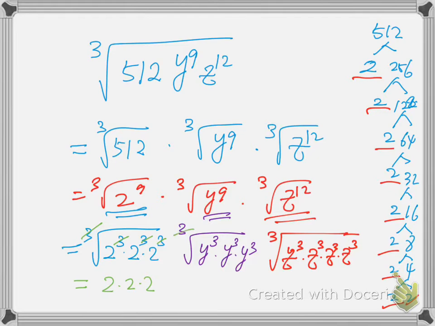And then the cube root of this one cancels 3 cubes for the letter y. So we get 3y. The cube root cancels for 4 letter z. So we get 4z. Right, so we get 2 cubed times y cubed times z to the 4th power. So that's the answer.